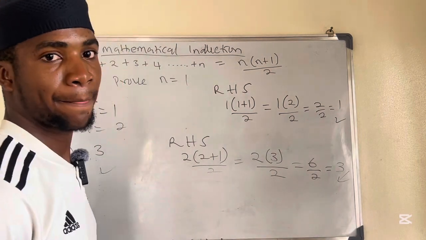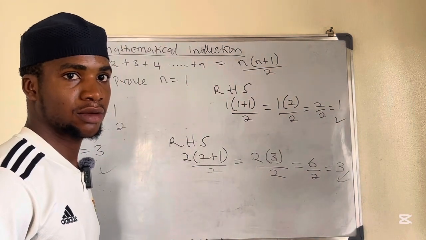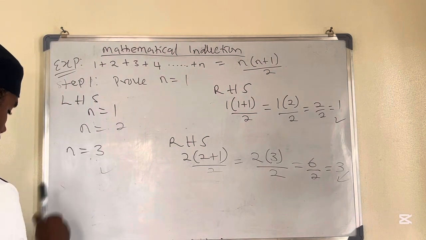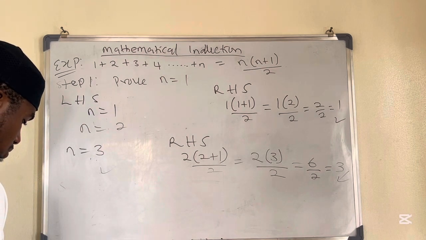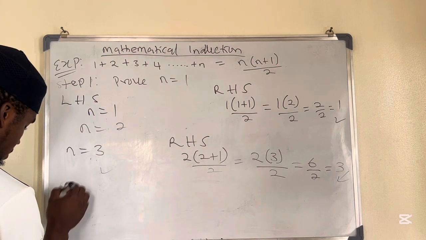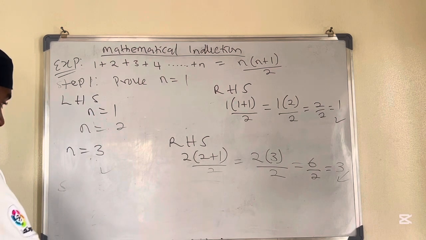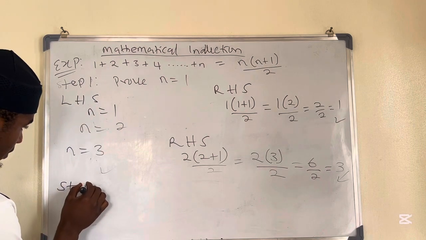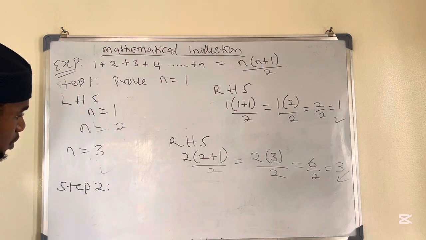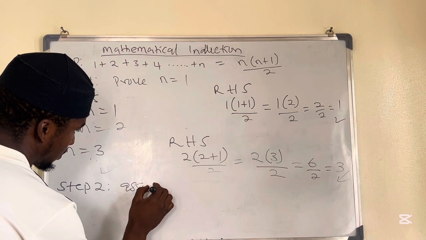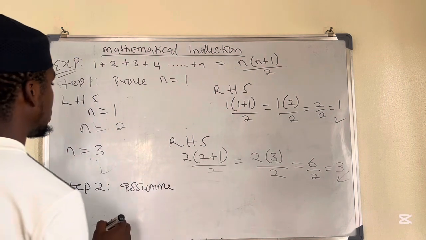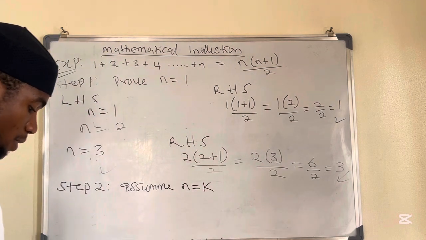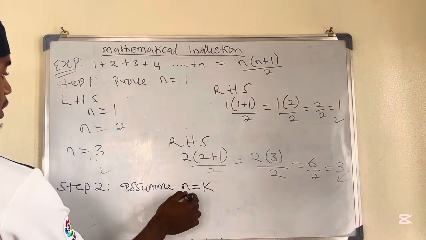We can further keep solving for other values of n. So now let's move to step 2. Step 2 says that we should assume that n is equal to k. So we're just assuming that n is equal to k.